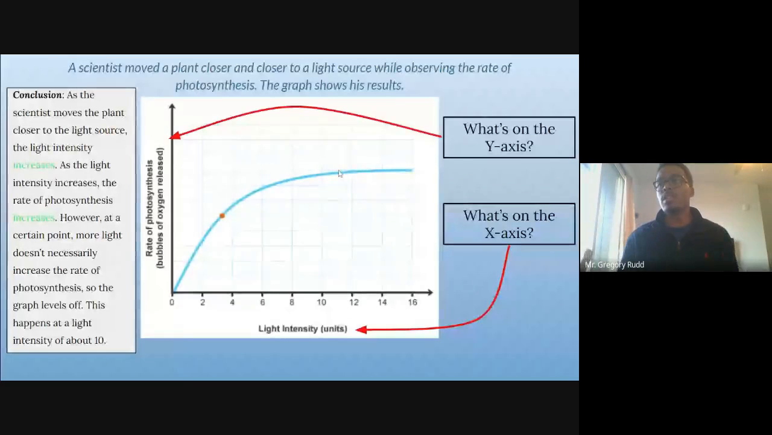So that's what a good conclusion would say. It allows you to take out information from the graph, and it tells you exactly what you are observing, or what you should be able to observe as a result of that experiment. Okay. So if you didn't finish your warm-up, then you should definitely take this information and try to incorporate it in your warm-up.